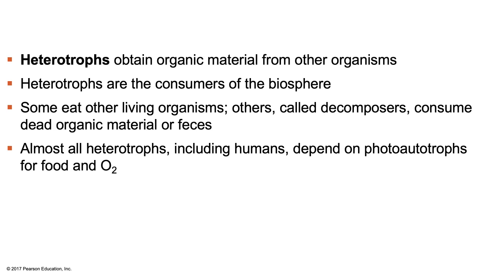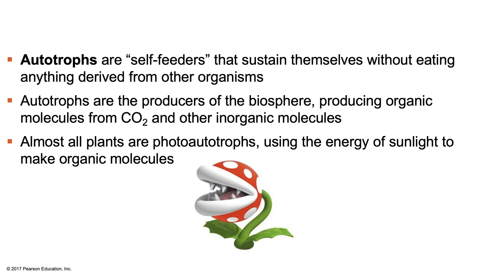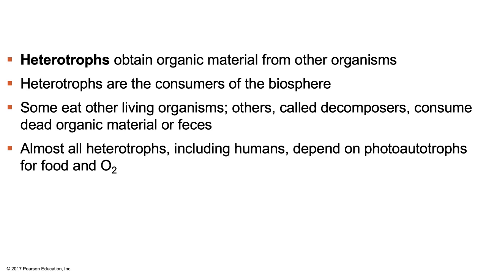So while the autotrophs are the producers, the heterotrophs are the consumers of the biosphere. So they eat other living organisms in order to survive. And there's a special subset of heterotrophs called decomposers, which specifically eat dead organic material or feces. So maybe like a vulture or some forms of mushrooms.